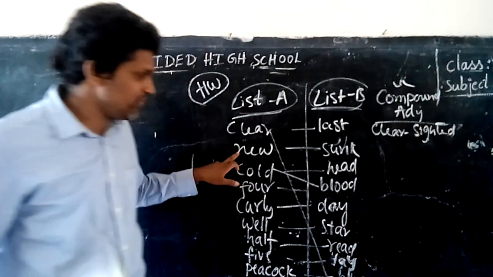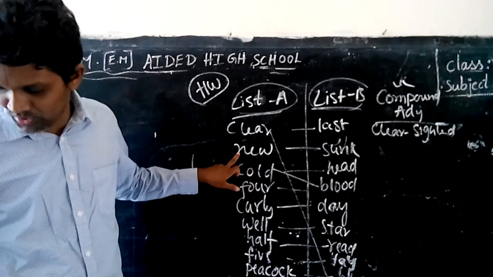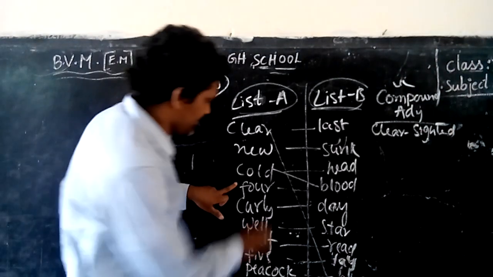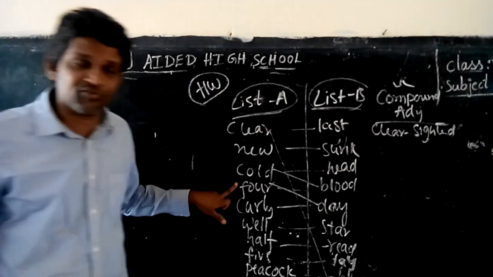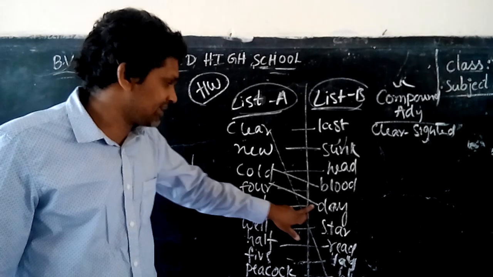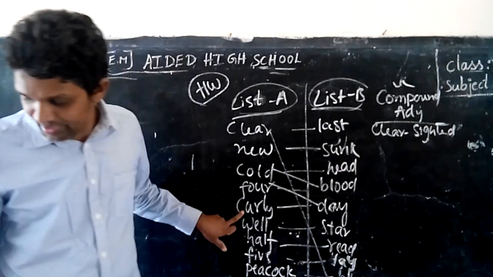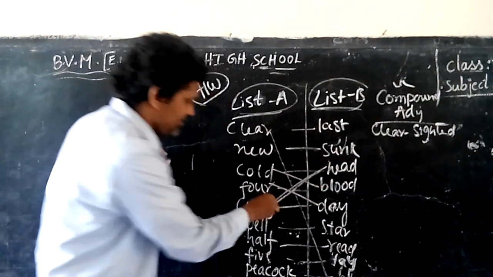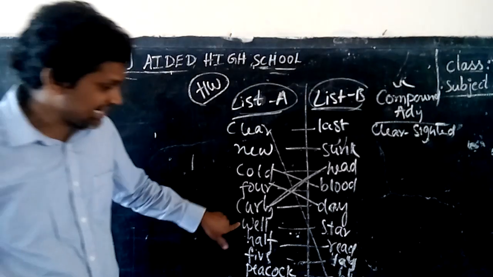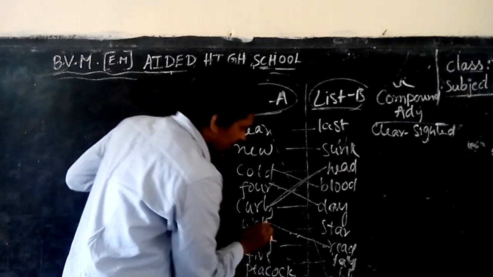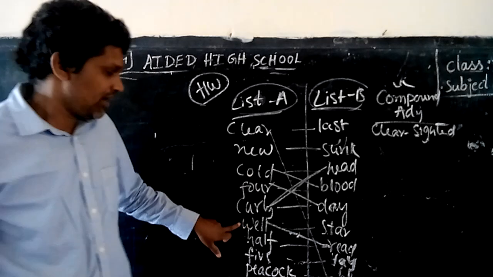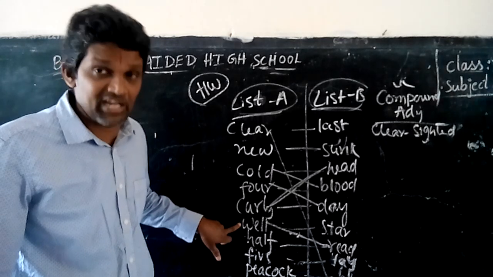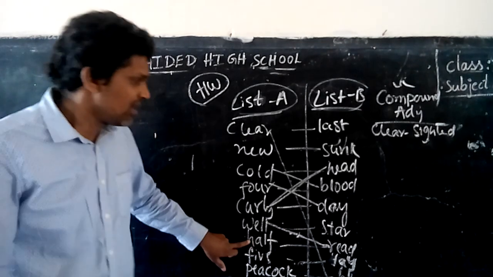Okay. So new laid. Next one, cold blooded. Next, 4 days. So I want 4 days leave. So like that you write the leave letters to your teacher. Curly headed. Next one, well read. Well read. So we got a well read teacher for our English. So well educated. Well read means well educated.